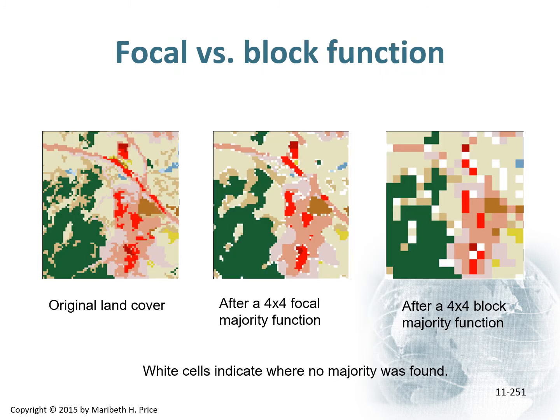So what happens? What does this make your data look like? Here we have an original land cover data set. If we apply a 4x4 focal majority, so focal means it's moving one cell at a time, and for each cell it looks at a 4x4 block, it makes the stuff on the left look like the stuff in the middle. If we use a block function where it moves that 4x4 and then populates that entire 4x4 with whatever the value is to the next one, you see it looks more like the one on the right.